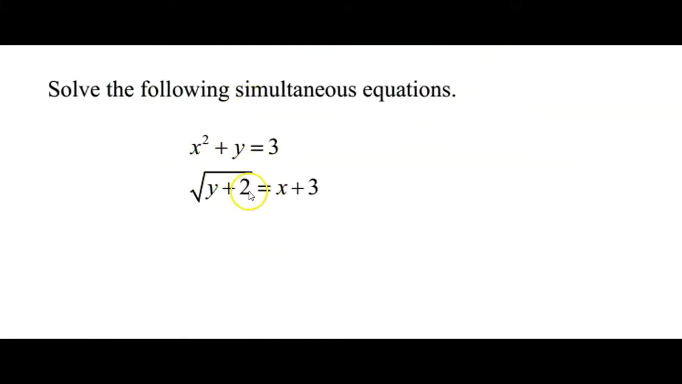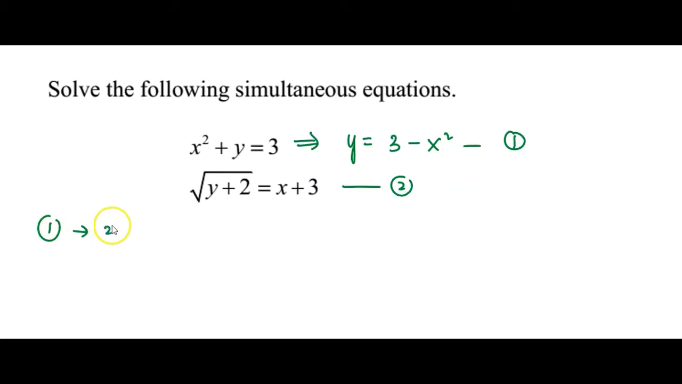My next example is where one of the equations is quadratic and the other one involves a surd. Again, I will make y the subject. I will write y in terms of x, that is 3 minus x squared. I'll name this equation 1 and this equation 2. Again, substitute equation 1 into equation 2. So equation 2 will become: the y will be replaced by 3 minus x squared, plus 2 equals x plus 3.